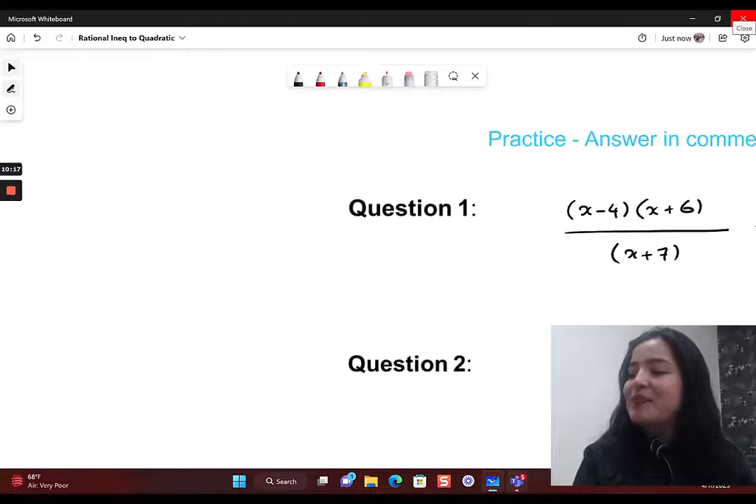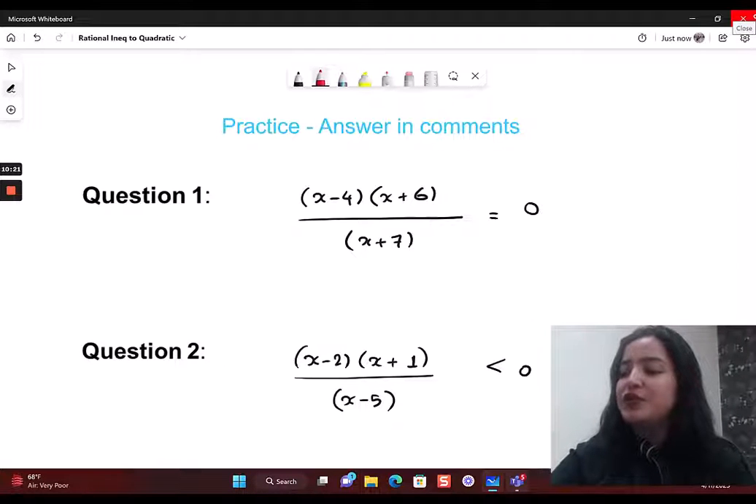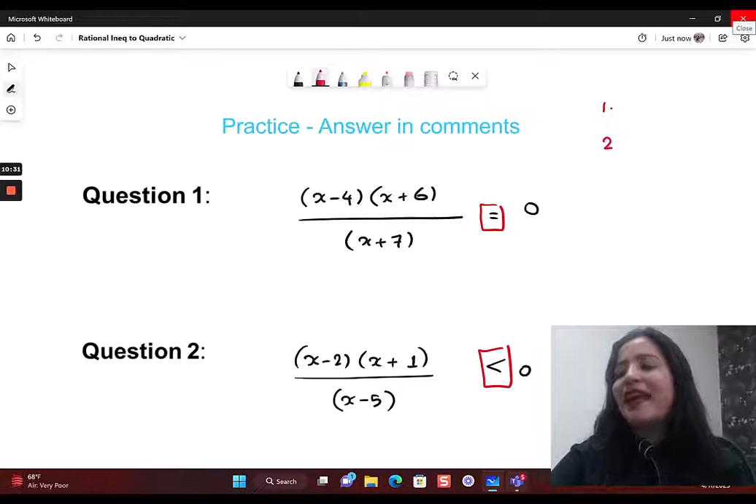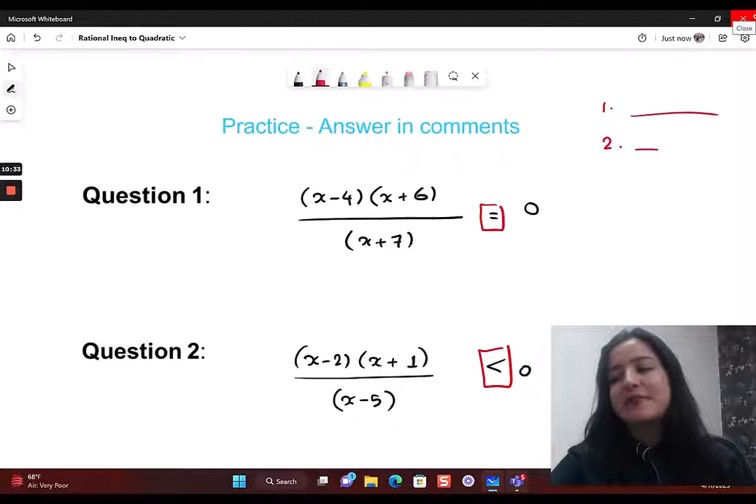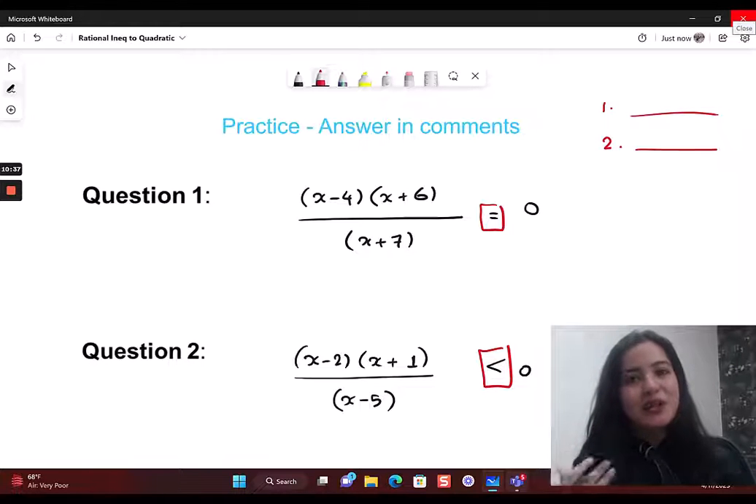Finally, these are practice questions that I showed you at the beginning. So all you need to do is simplify this equation and this inequality, and in the comment section give me the simplified versions. Okay, so you're just going to write 1 and 2 in your comments and write the simplified versions. Let's follow this format so that evaluation is quick.